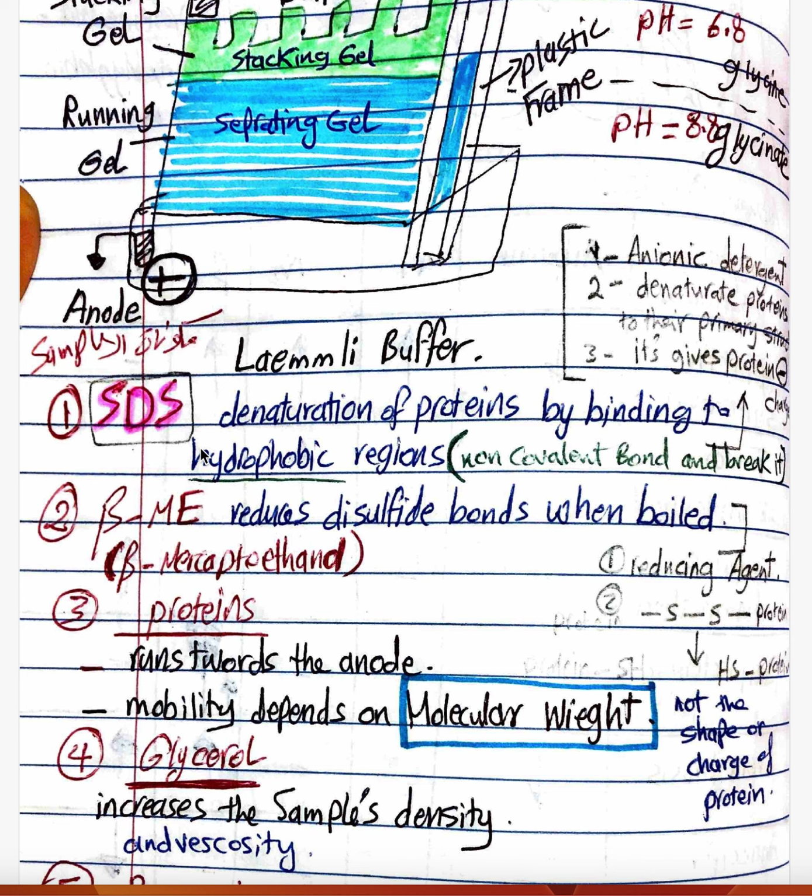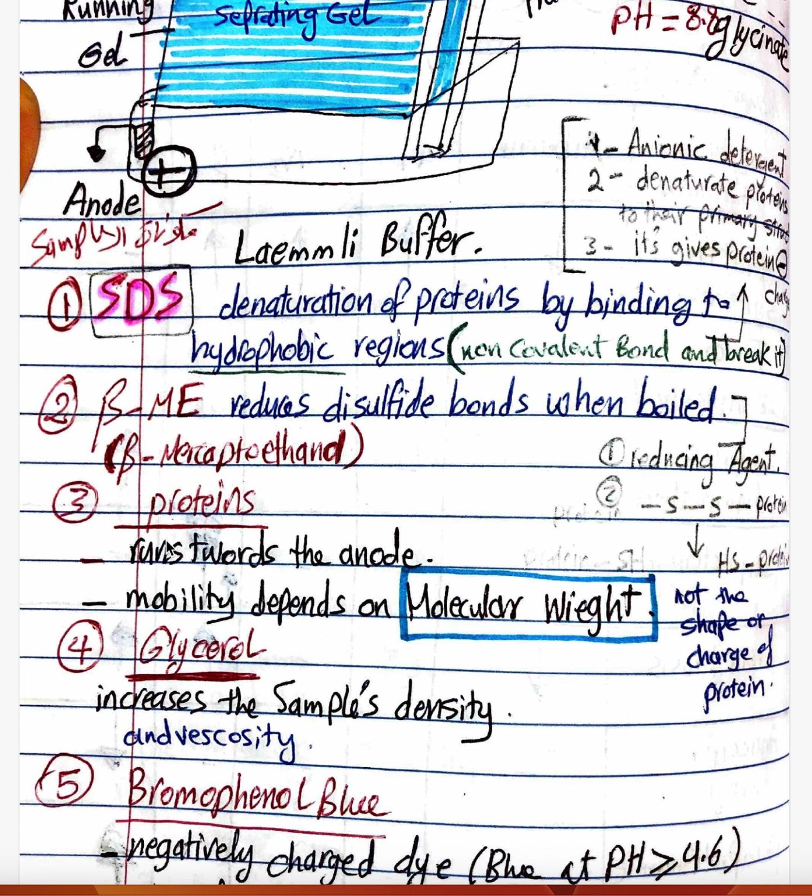So what is the purpose of the beta mercaptoethanol? It reduces the disulfide bonds. It's a reducing agent, not an anionic detergent, and it causes a breakdown of the disulfide bonds. So the proteins now all have the negative charge and the same size, and they just migrate towards the anode. So what is the difference now? The molecular weight.